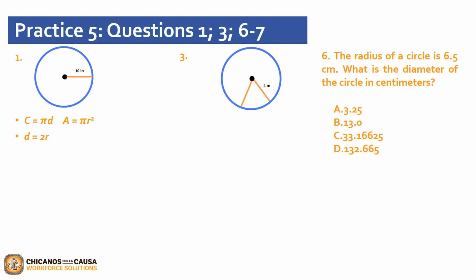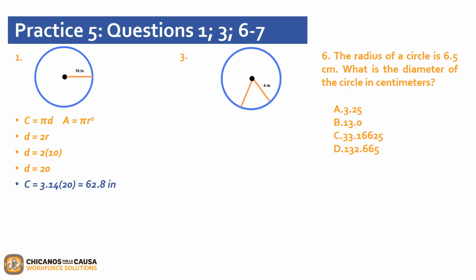So for the circumference, we don't have a diameter, but we do have a radius, and we do have a formula to find the diameter. The formula to find the diameter is 2 times the radius. So in this case, it's going to be 2 times 10. 2 times 10 gives us a diameter of 20. Now we can solve for our circumference, which is 3.1 times 20, giving us a circumference of 62.8 inches. Pretty easy, right?